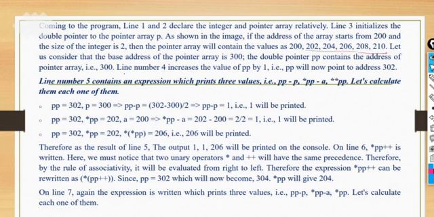Here is what we have done. Let us consider 300 is the PP, so the PP address points to 300. Line number 4 increments the PP by 1. PP increment was there, so it will become 302.